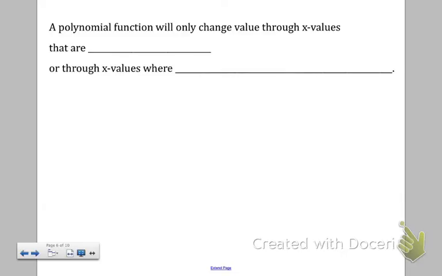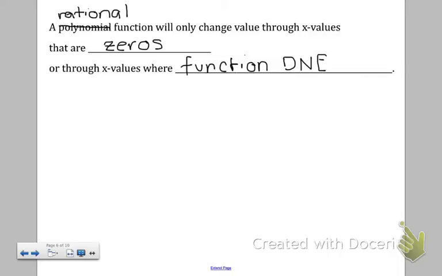Now, there's a little bit of a typo in this slide. It shouldn't say a polynomial function, it should say a rational function. Remember, this section is all about rational functions. Okay. A rational function will only change values through x values that are zeros or through x values where the function is undefined.